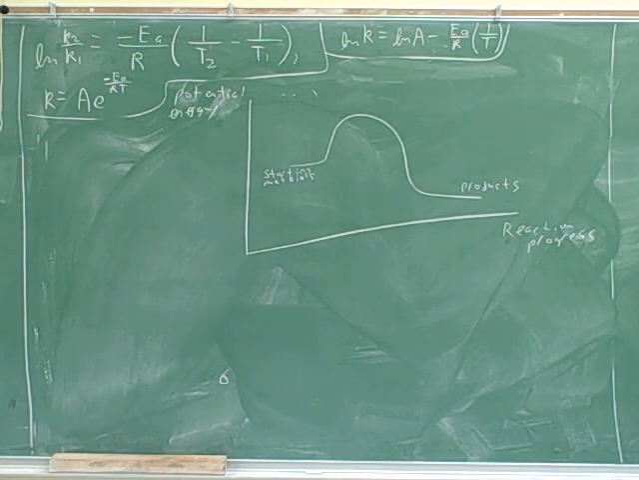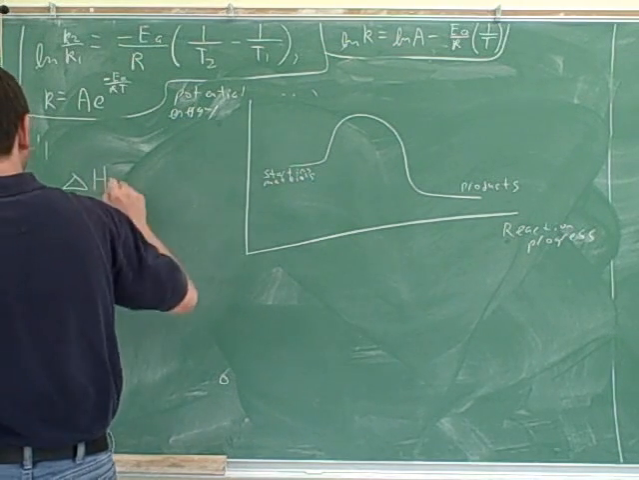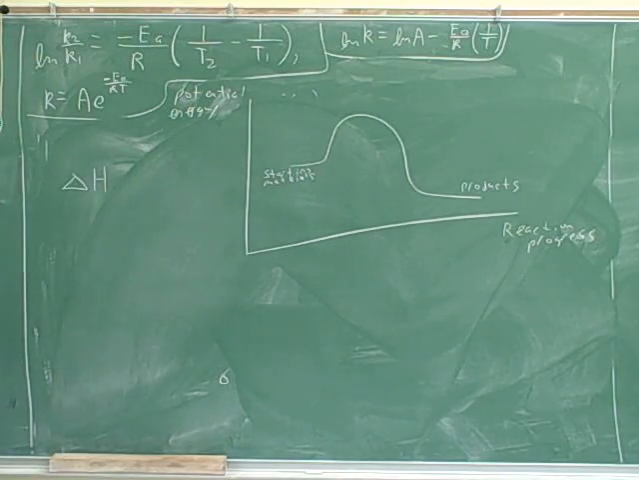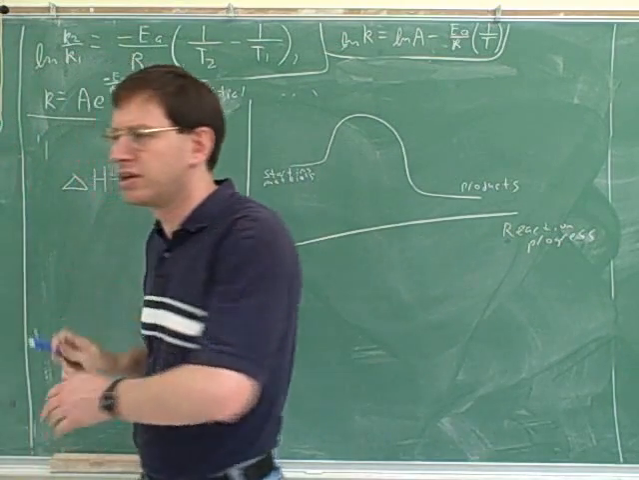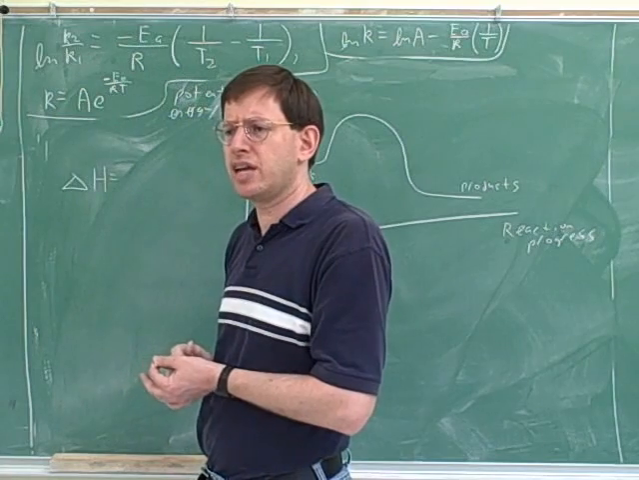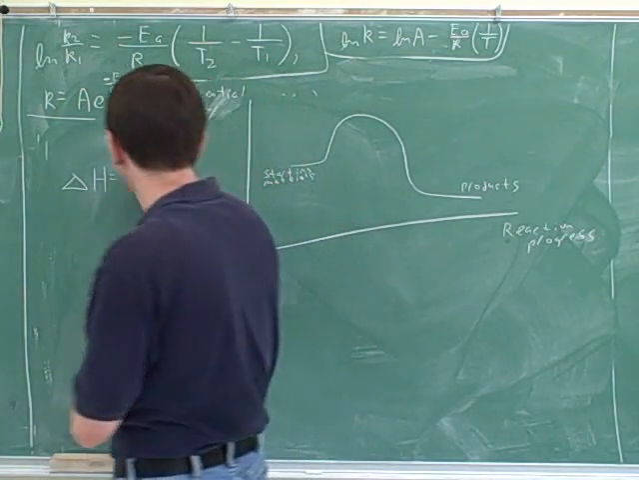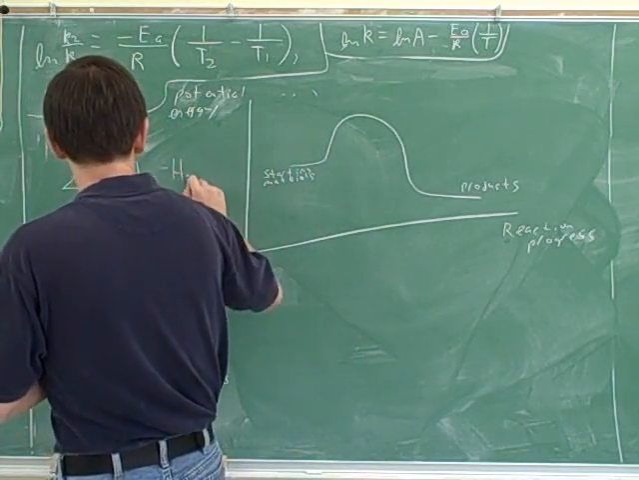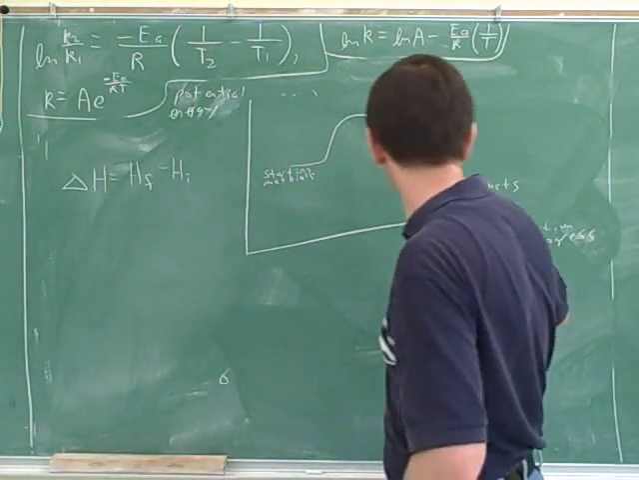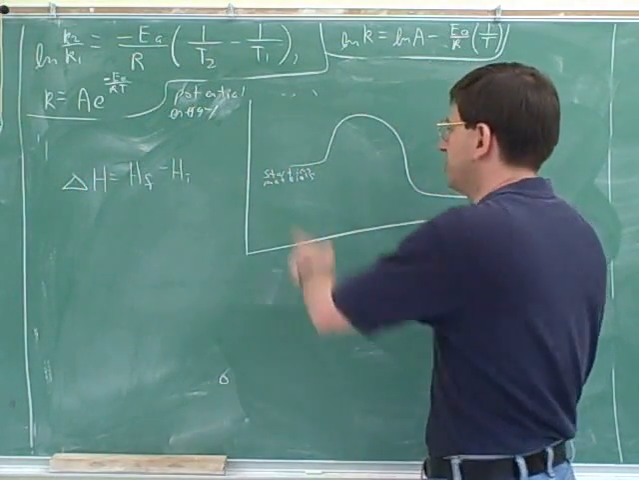Label the delta H. Let's label the delta H for this reaction. Now we're trying to figure out what the delta H is, right? Now, what does delta mean? Change. How do we calculate the change? Final minus initial. Well, where's H final? Here. And where's H initial? Here.